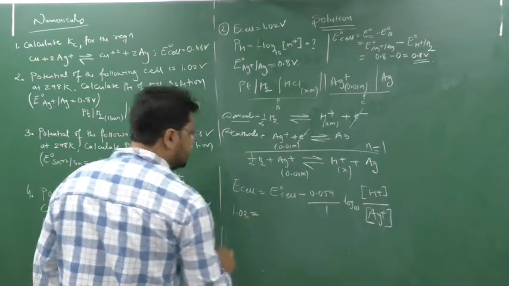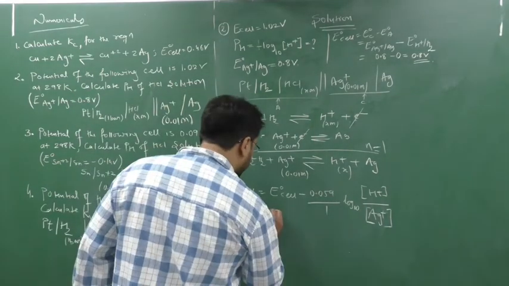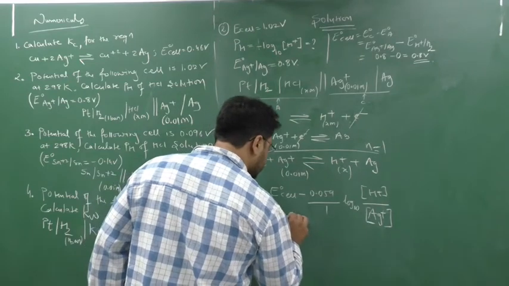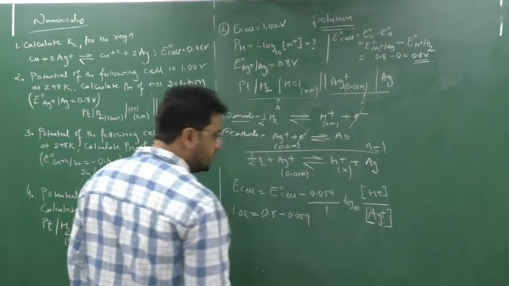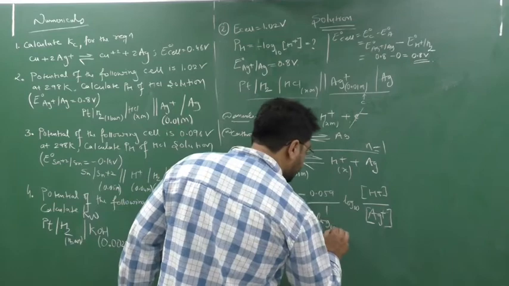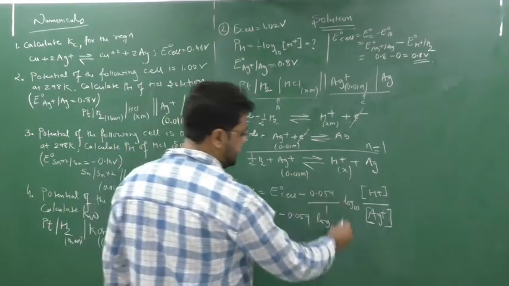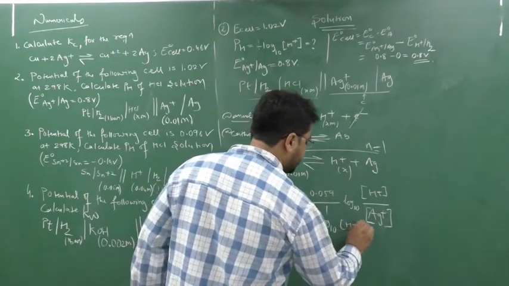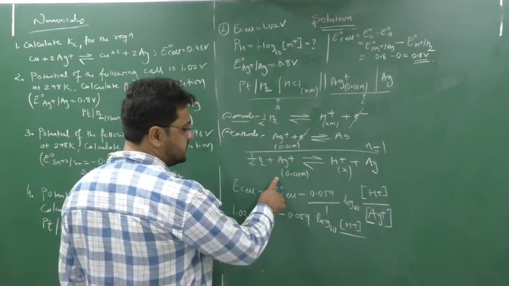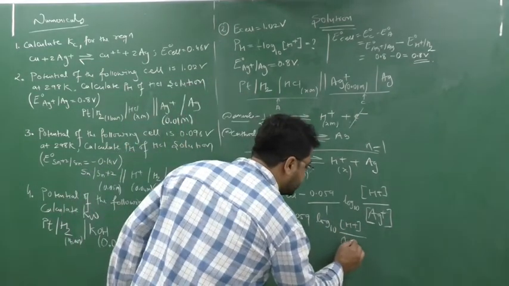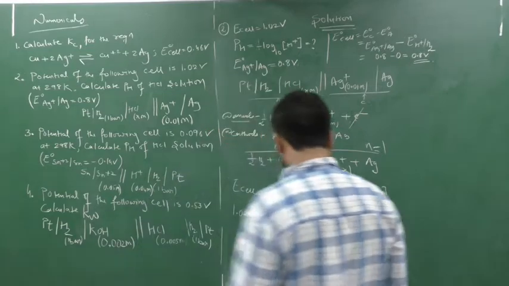E0 cell, how much? 1.02. I got 0.8 minus 0.059 log to the base 10. What is the concentration of H plus? H plus only, because it is an X polarity, no? And what is the concentration of Ag plus? 0.01. Okay, this will be your answer.